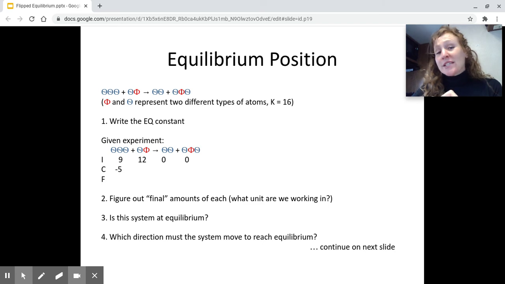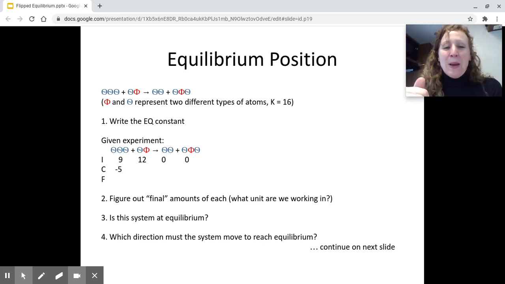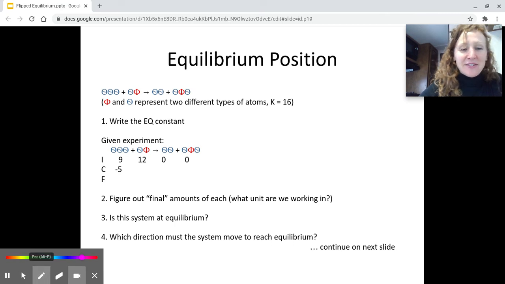Now, before we get into numbers, we're going to ease you into this idea by using symbols. Okay, so for example, I have a reaction.